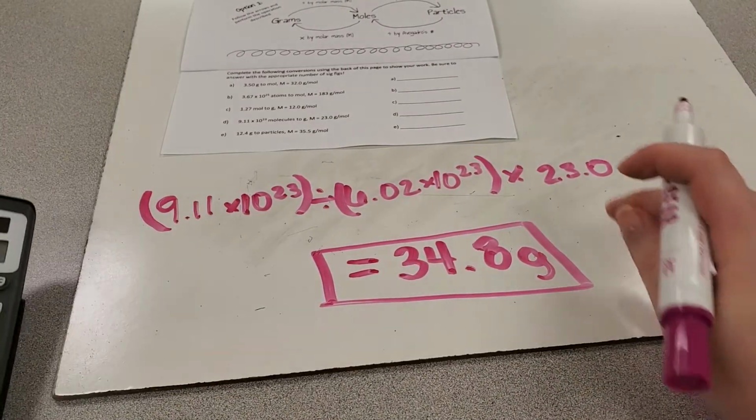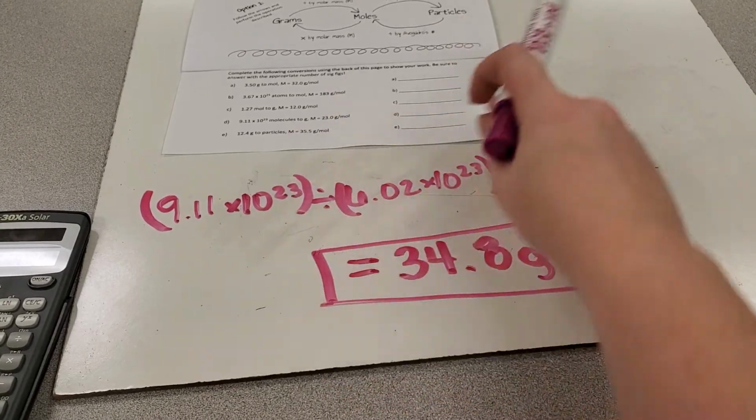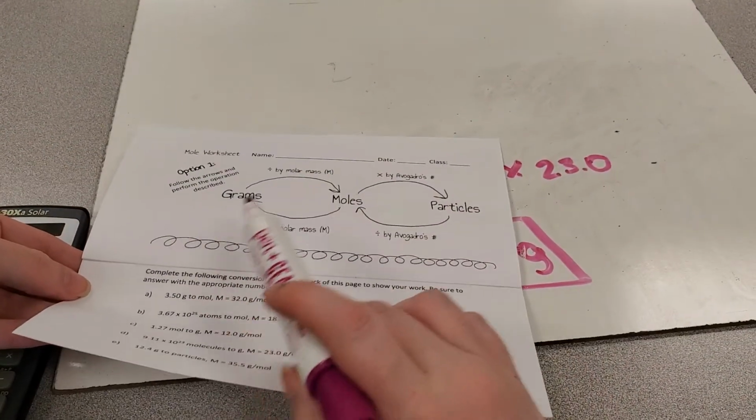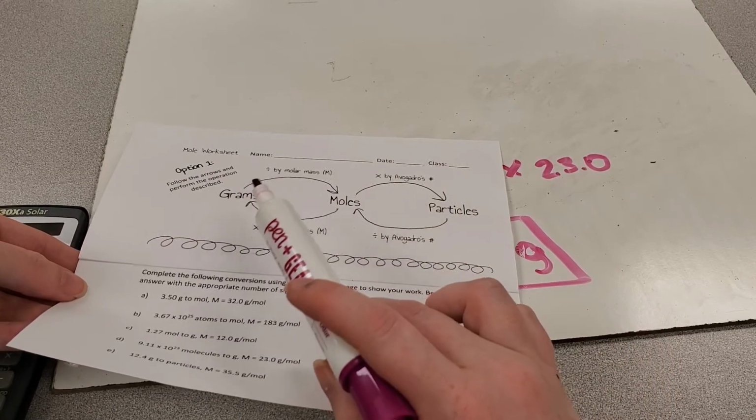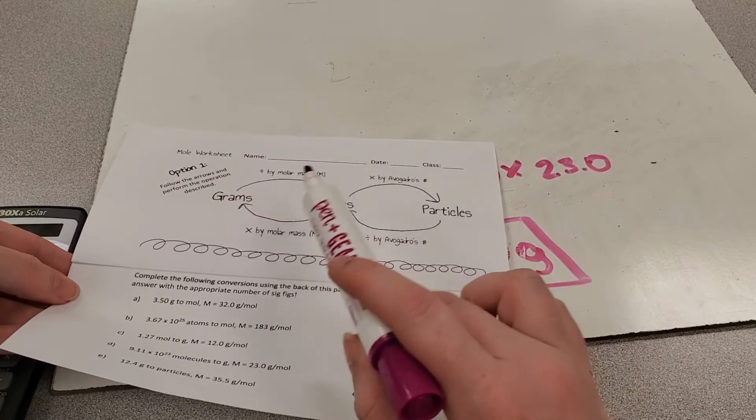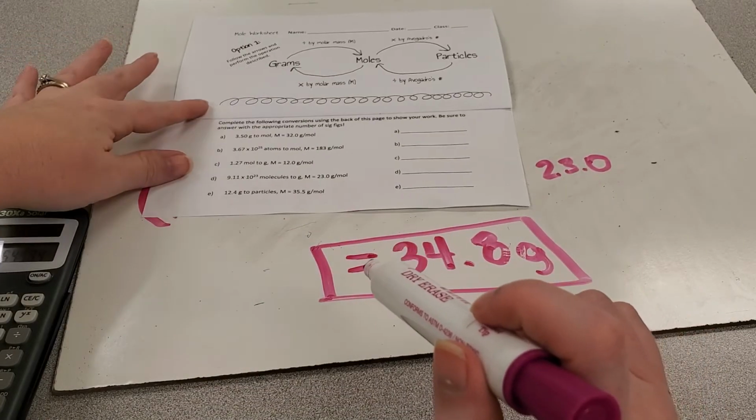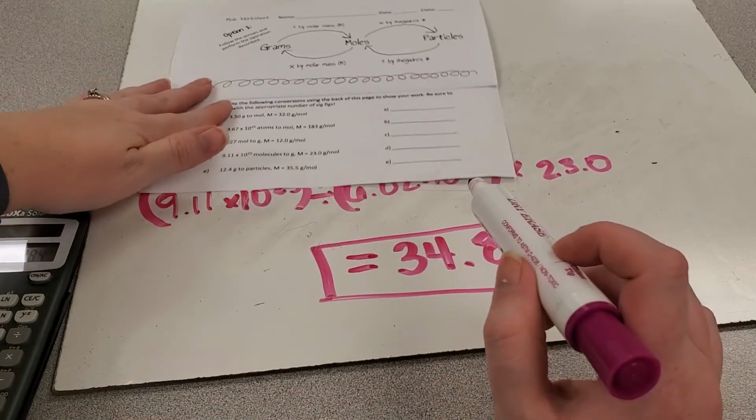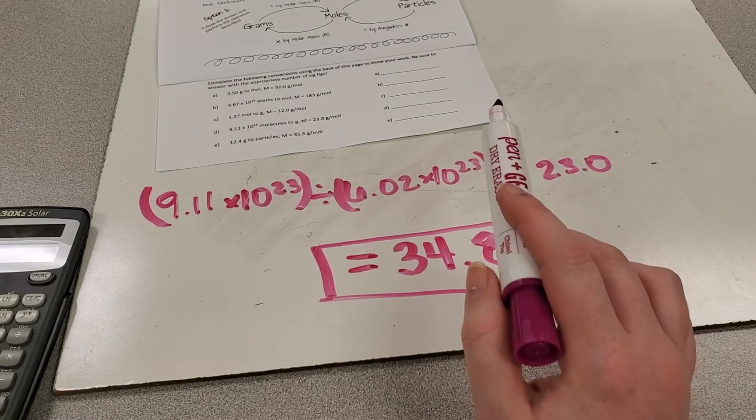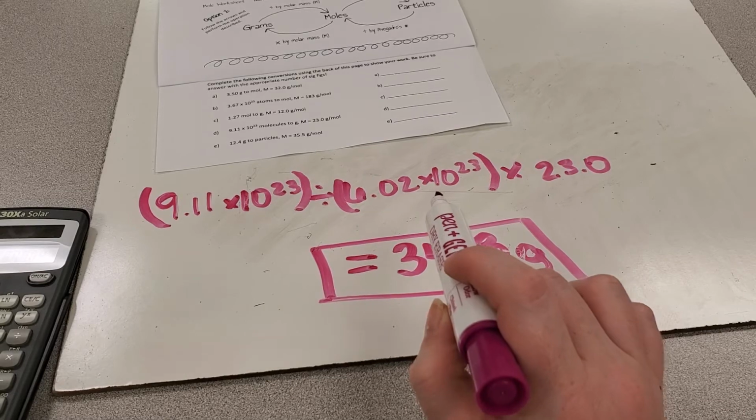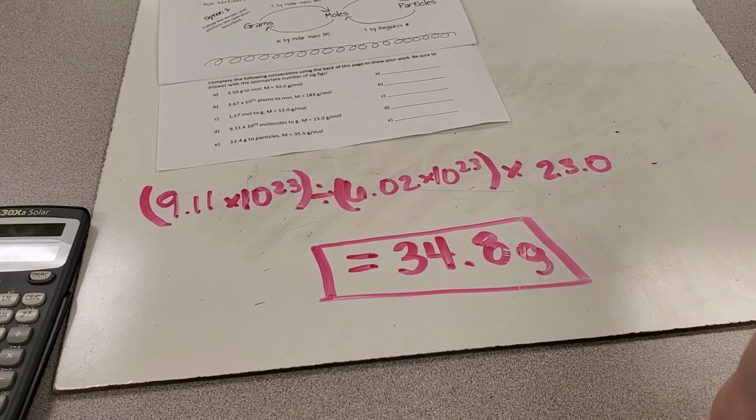If we were going the opposite direction, so if we were going from grams to particles, we would just follow our flow chart the other way. Remember, you have to go the direction the arrows are pointing, so you either have to go across the top or across the bottom. Other considerations, again, I mentioned rounding, so don't round until the very end. Make sure you're careful with your calculator entry, and pay attention to what you're doing.